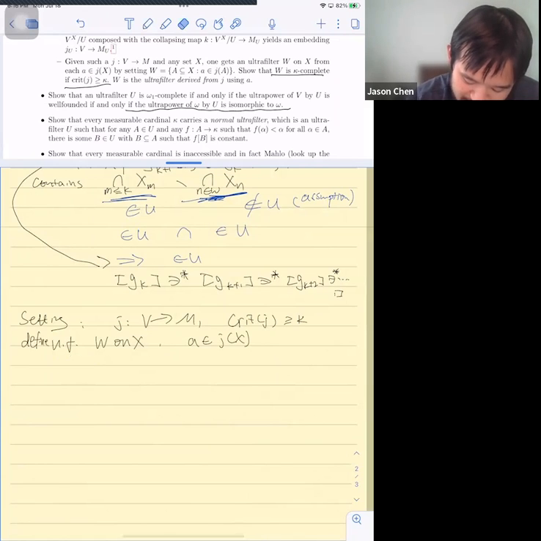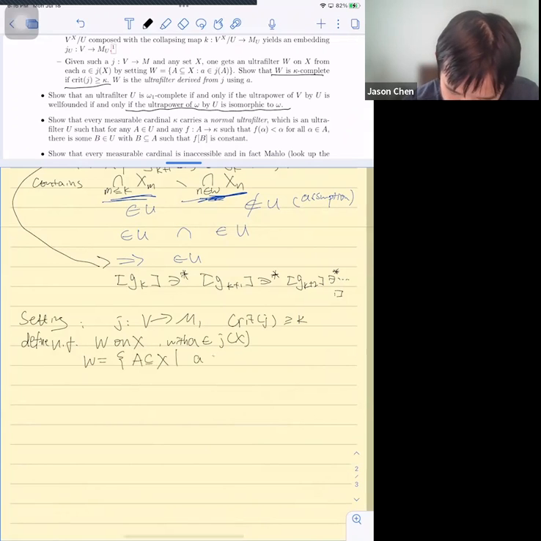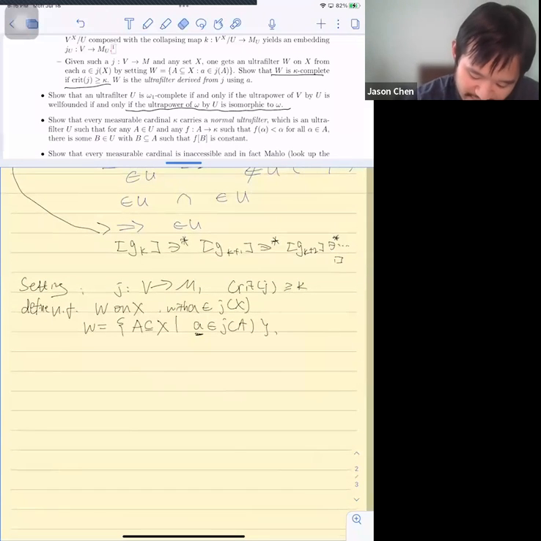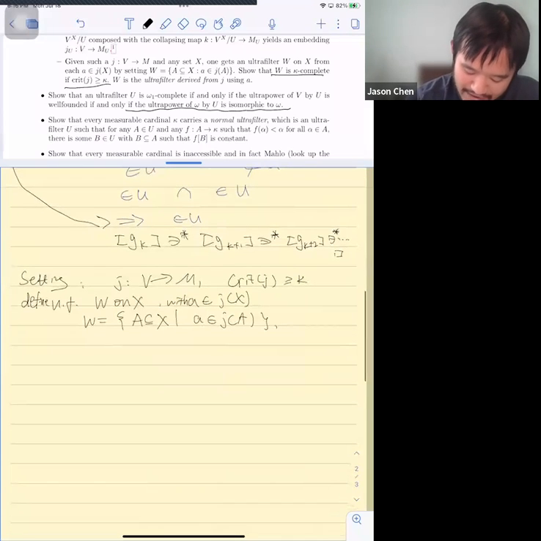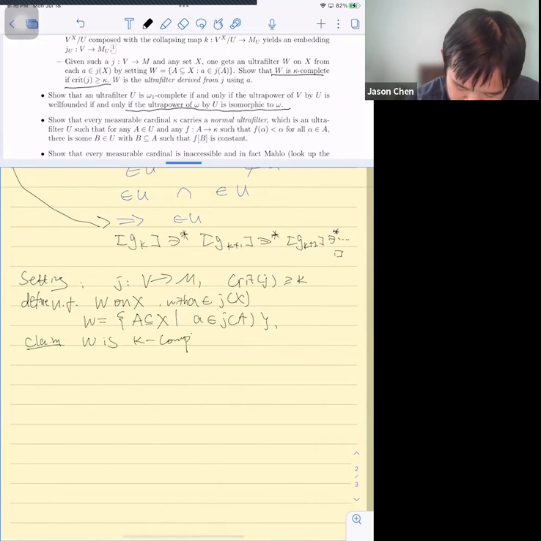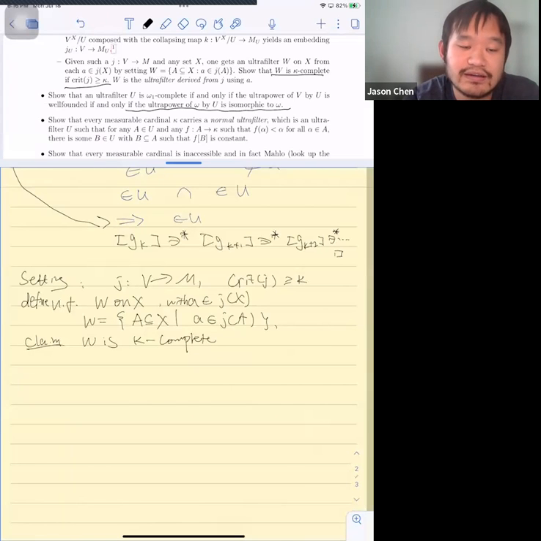we're defining the outer filter W on X given some element in J of X by doing the following. W is equal to those subsets of X that contain the seed. Okay, so this is called a seed. Usually, I think Joel Hamkins came up with the name. But yeah, so claim: W is kappa complete. Okay, so this is just a definition chase and elementarity stuff.